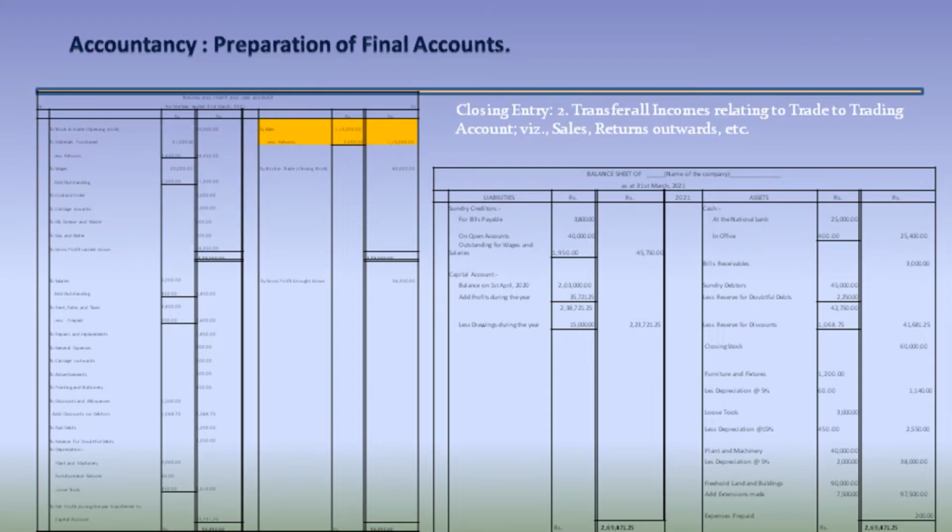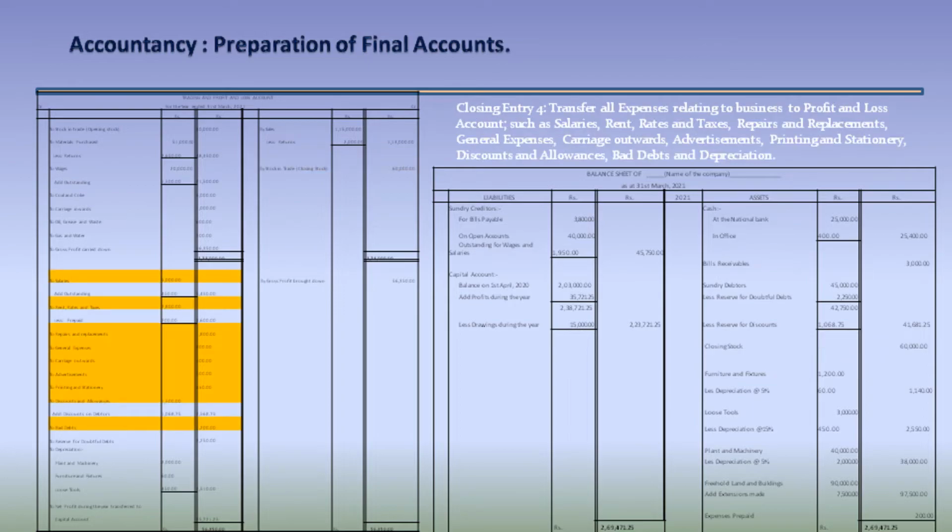Closing entry number 2. Transfer all incomes relating to trading account, that is sales and returns outwards. On the credit side of the trading account, by sales 1,15,000 less returns 2,000. The net comes to 1,13,000 in the outer column on the credit side of the trading account. Closing entry 3. Transfer the closing stock at the end of the year to trading account. So in the trading account on the credit side, by stock in trade closing stock 60,000, and on the asset side closing stock 60,000.